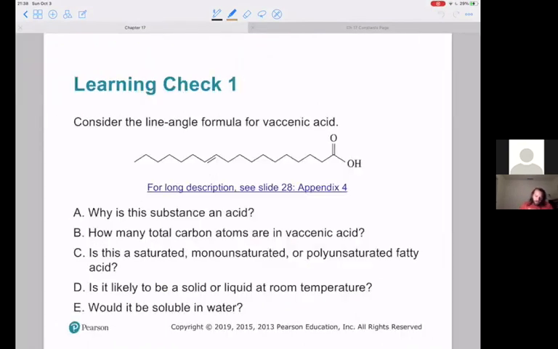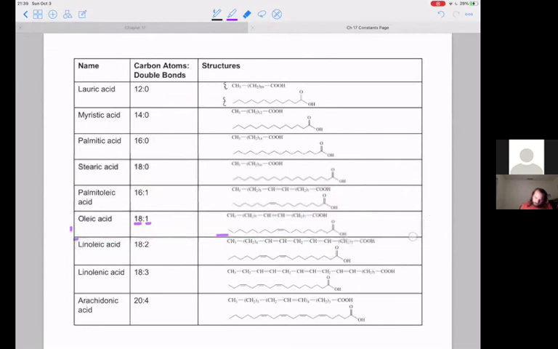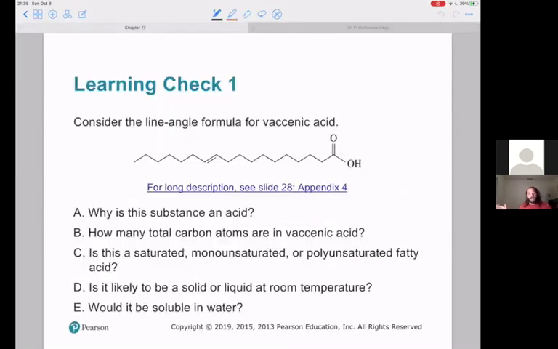Okay, so here we have a particular fatty acid. This actually I don't think is one of the ones that they gave us here, right? So again, this is one of the skills that we want: given a new fatty acid, can we analyze it based on what we know? So why is this substance an acid? Well, because it's got this chunk right here, this carboxylic acid end.